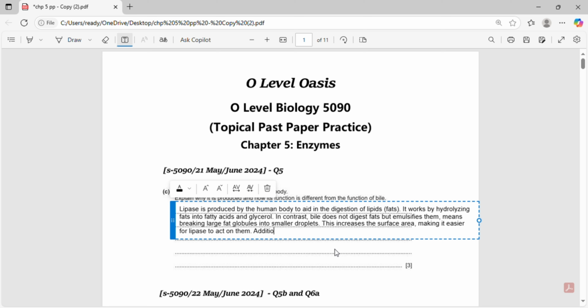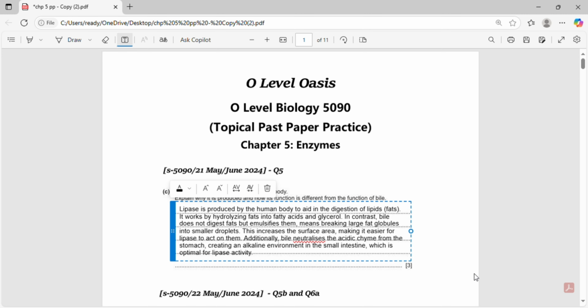Also, bile has another important role, it neutralizes the acidic food that comes from the stomach. This creates an alkaline environment in the small intestine, which is the ideal condition for lipase to work effectively.